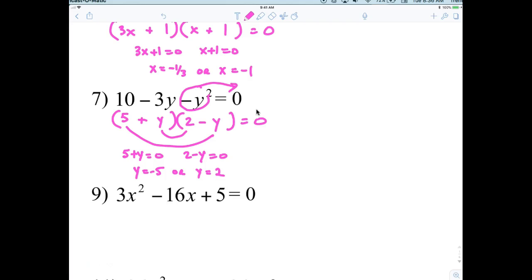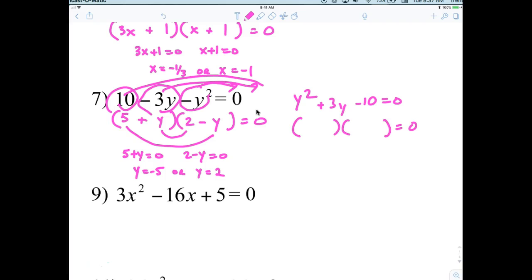If I move it to the other side, it's going to be what? Positive. So I have y squared. Now I have to move this, which is going to be what? Positive 3y. And then I move this, which is going to make it what? Now watch. If I factor this, it comes out to be (y plus 5)(y minus 2). y plus 5 equals 0, y minus 2 equals 0, y equals -5, or y equals 2.